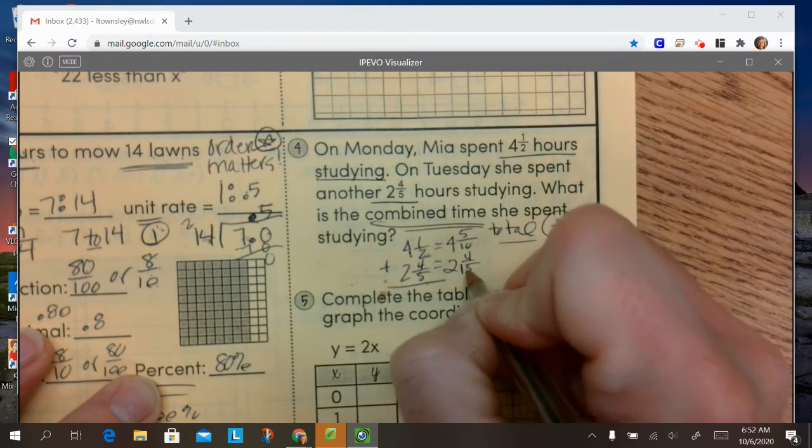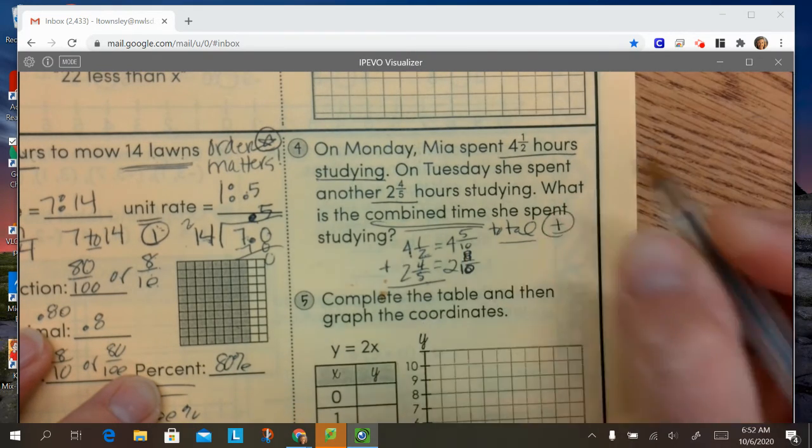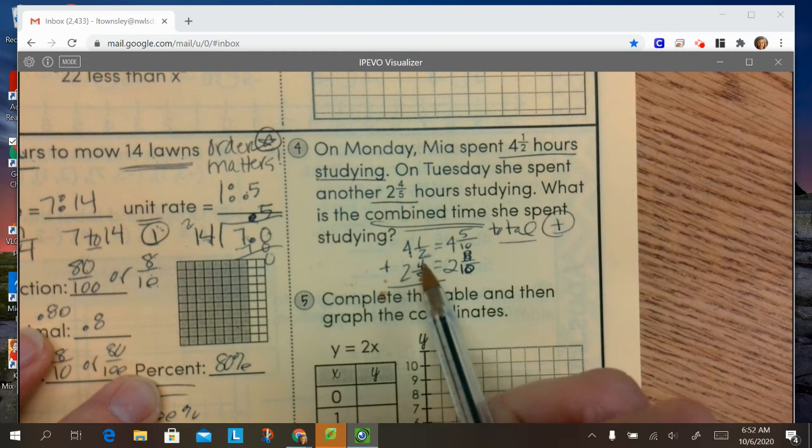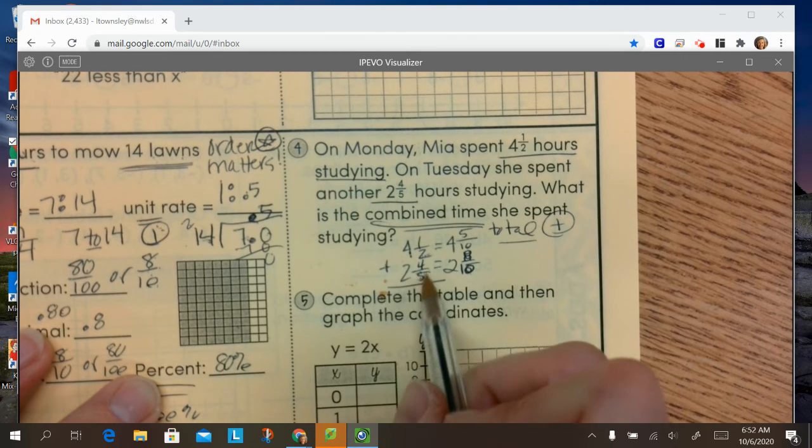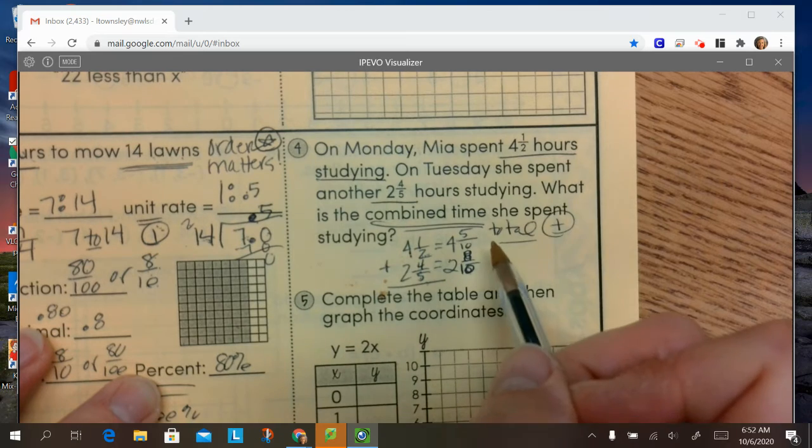No, I don't. I lied. That needs to change. Sorry. 5 times 2 is 10. 4 times 2 is 8. So I just increased this by multiplying by 2. All right, now I can add them up.